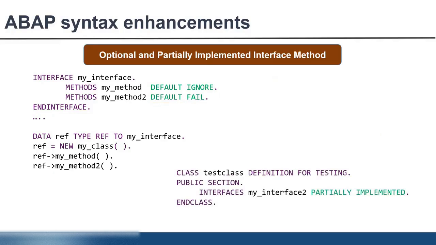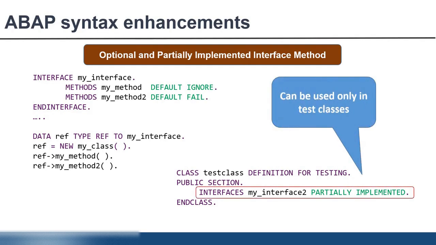Another change on the interface is that in a test class, the interface methods can be implemented partially by mentioning the statement PARTIALLY IMPLEMENTED. But please note, this is only for test classes.